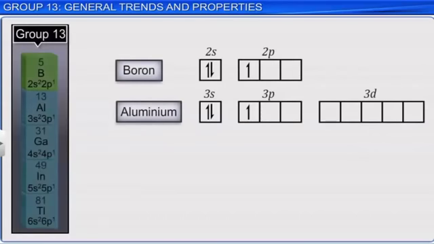Answer: aluminium, in period 3, can use its unused 3d orbitals to achieve an expanded octet. Boron doesn't have any d orbitals, so it cannot expand its octet.